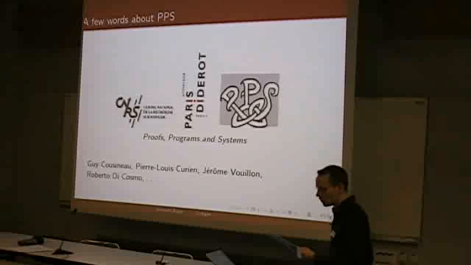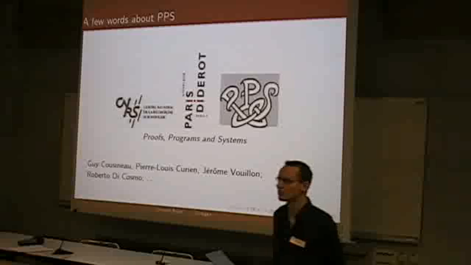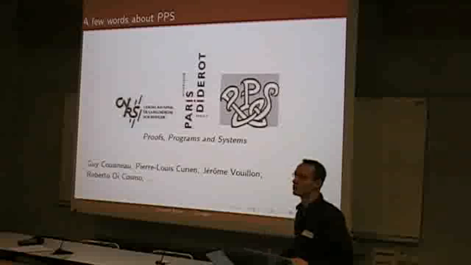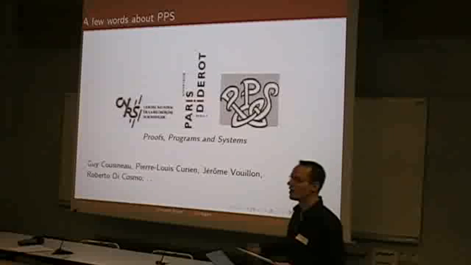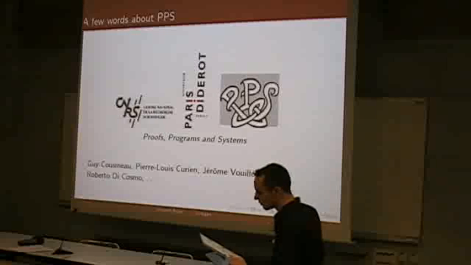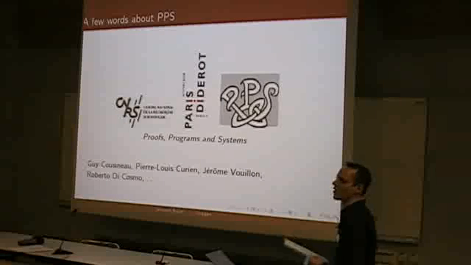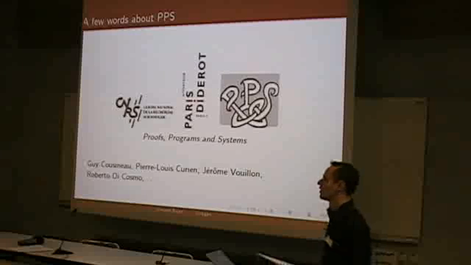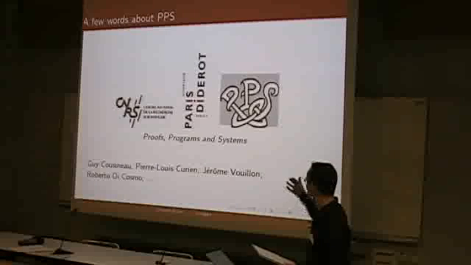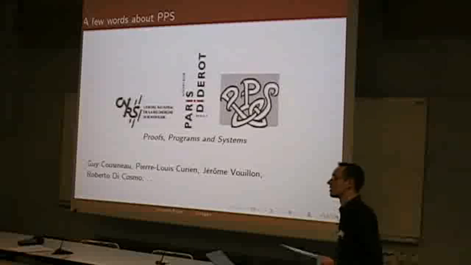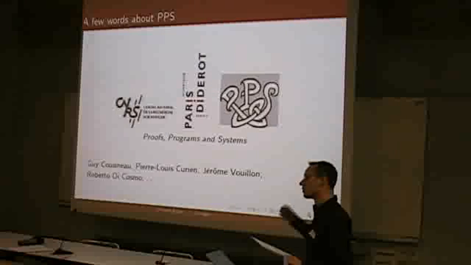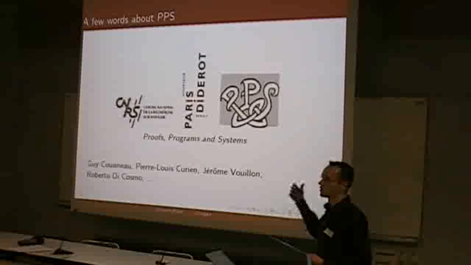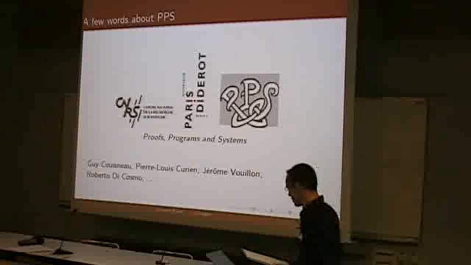You may not know them because they are not writing on the Caml list, but for example, Guy Cousineau is one of the fathers of Caml. Pierre-Louis Curien invented the Categorical Abstract Machine, the CAM, which gave its name to the language. Jérôme Vouillon implemented the object layer of Caml, and there are many other people in the laboratory working on packaging or developing applications in Objective Caml.